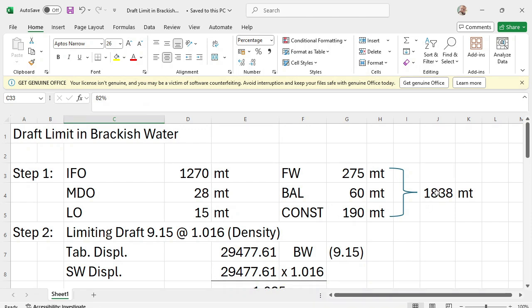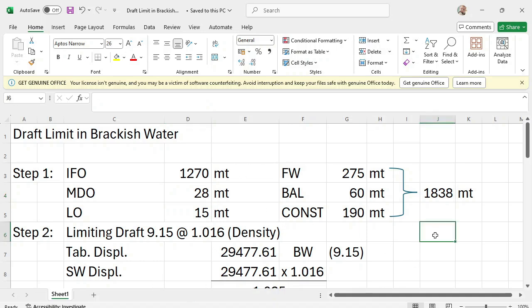This is in Excel form. If I click this one, guys, you see D3 plus D4 plus D5, plus G3, plus G4, plus G5, total of 1,838. That's how you do it, guys. Just click this one, then put plus, then click another, then plus.